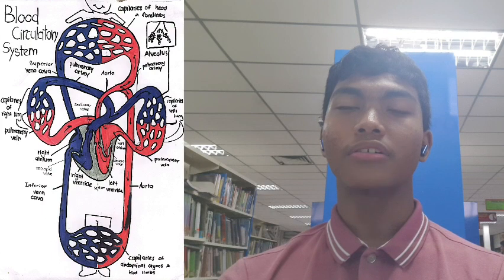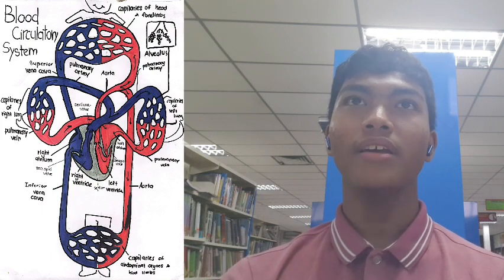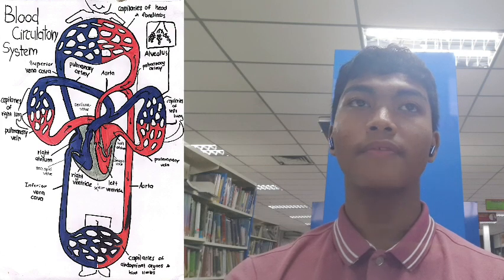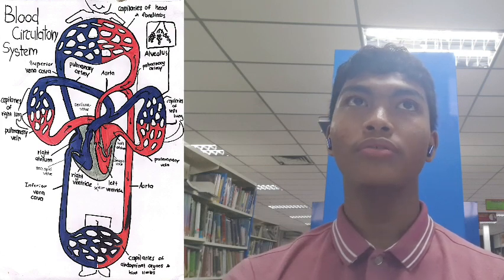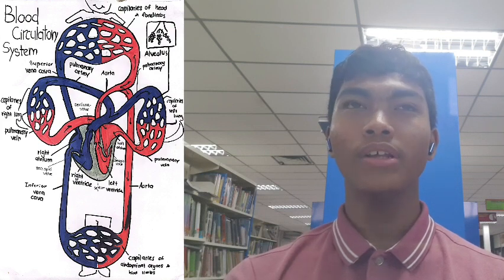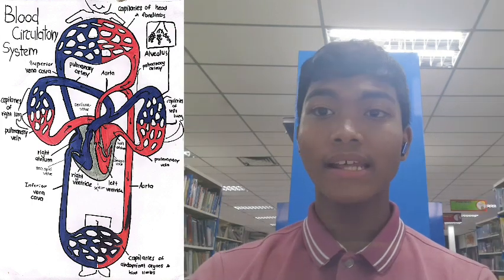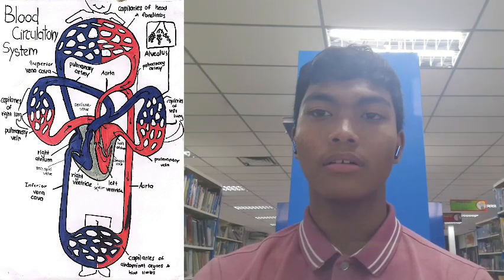When the right ventricle contracts, blood is forced to go through the pulmonary artery into the capillaries of the lungs. Before going through the pulmonary artery, the deoxygenated blood will have to go through the semilunar valve. Let's talk about oxygenated blood.